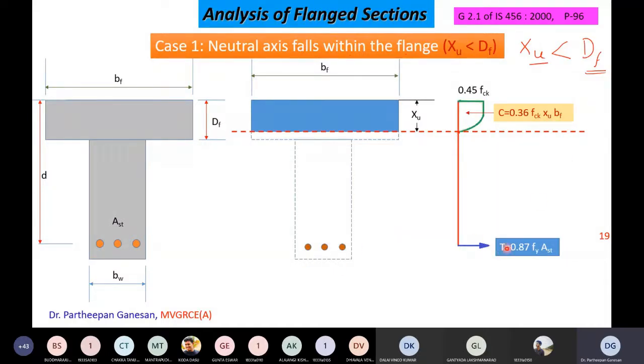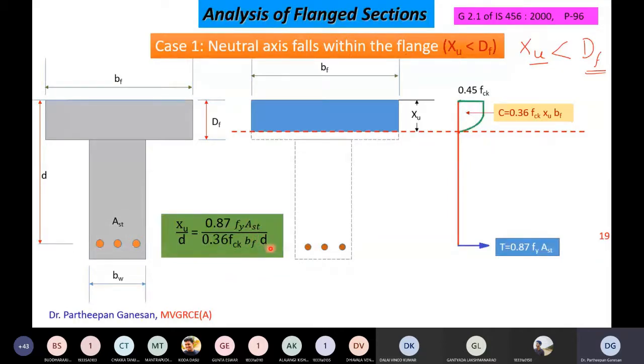And as usual, the tensile force will be 0.87 Fy into AST, and this will act at a distance of 0.42 XU. Now, if you equate the compressive force and tensile force, remember your neutral axis depth is always found using the equilibrium of compressive and tensile forces. If you do that, you will get this equation: XU by D is equal to 0.87 Fy AST divided by 0.36 FCK BF into D.